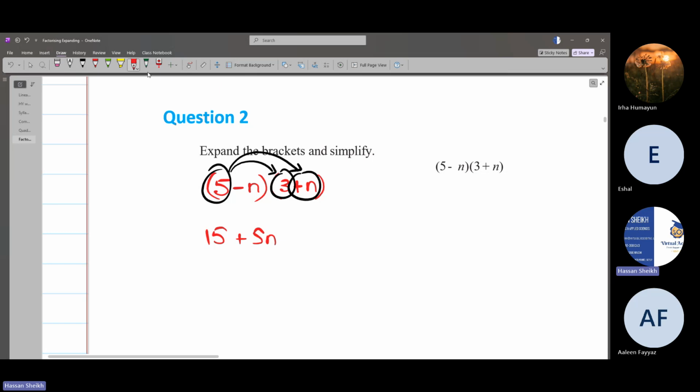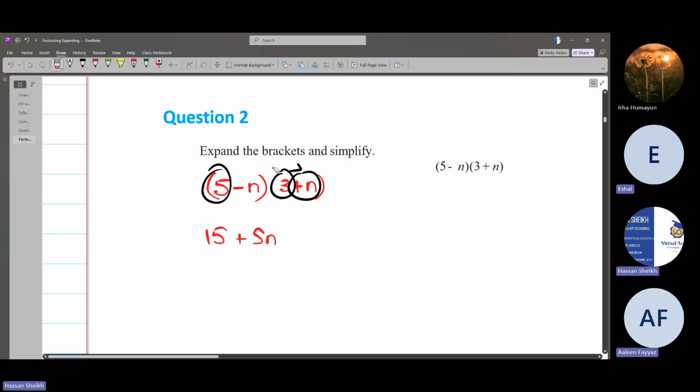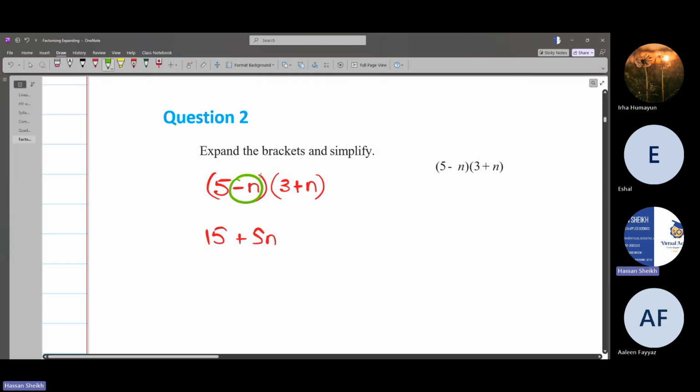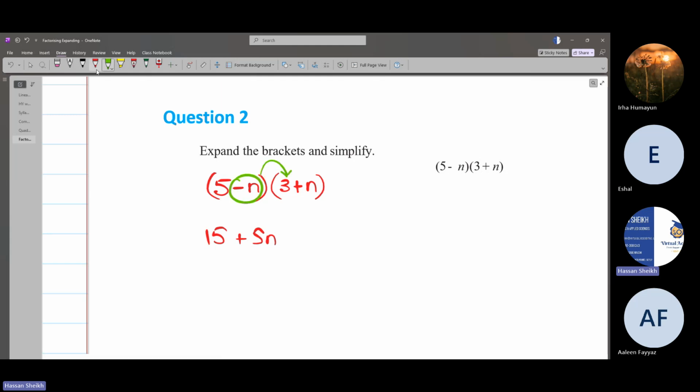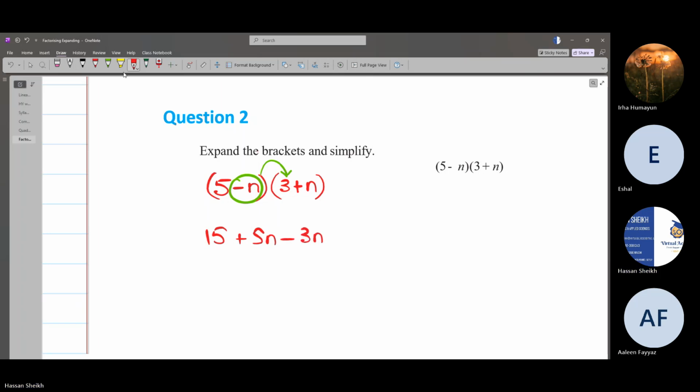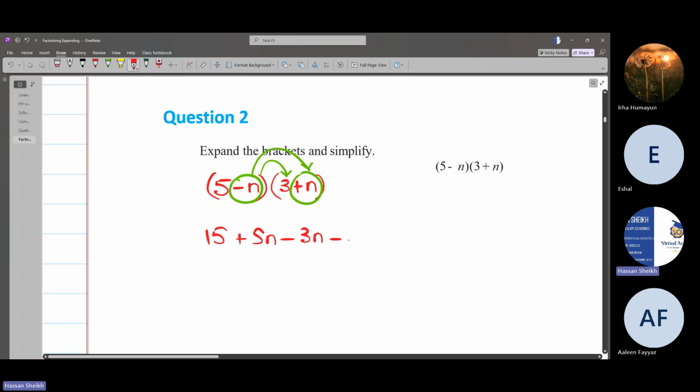Agree? And now we need to multiply the second element of the first bracket with the first element. Minus n times 3 is minus 3n. And then minus n times plus n is minus n squared. Students, doubt?